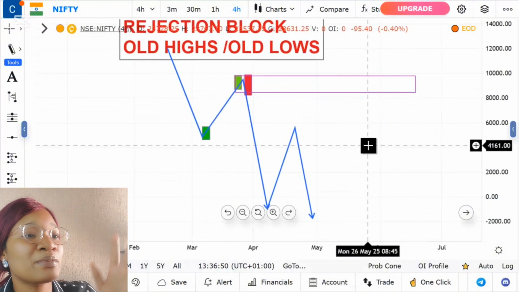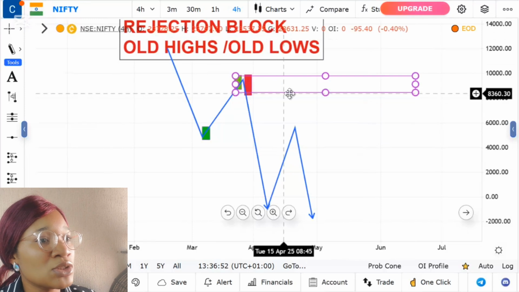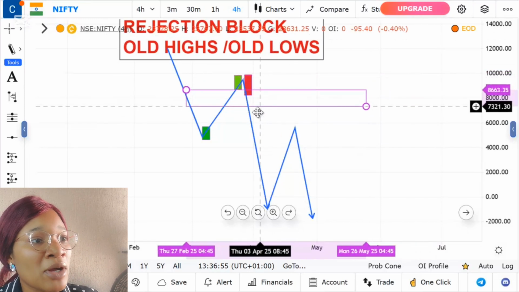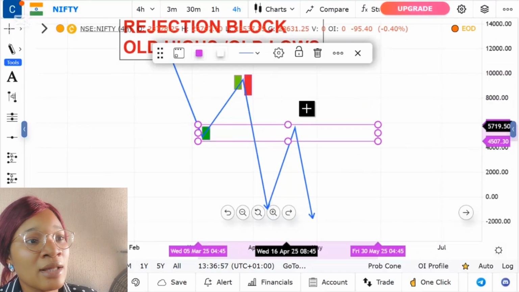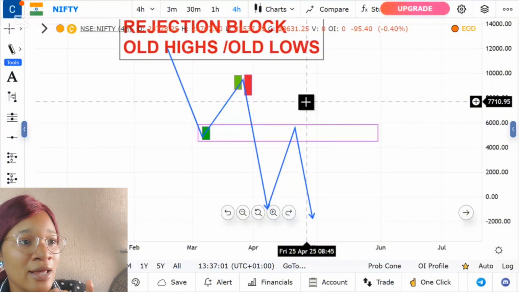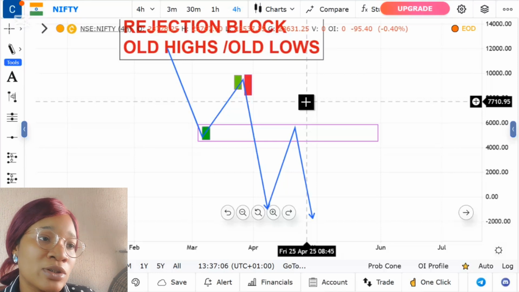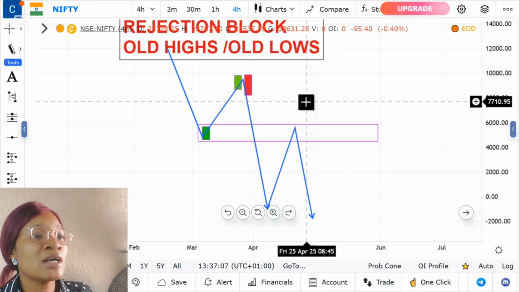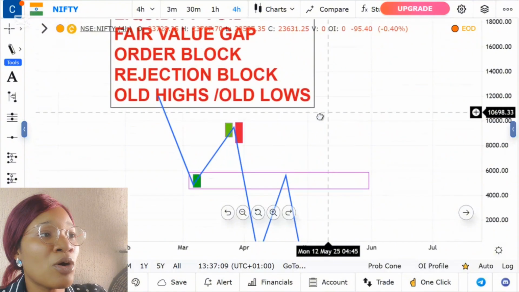So this is a typical mitigation block. Instead of price getting to your order block, which you are waiting for, the market has just used this mitigation block, especially when there is liquidity around that area. It's just going to take off from there while you are still waiting for your order block to play out. Okay, so this is just an example of a mitigation block.